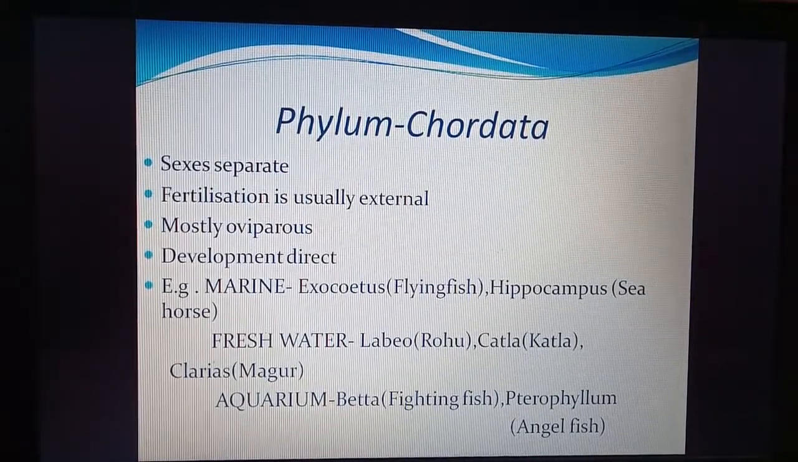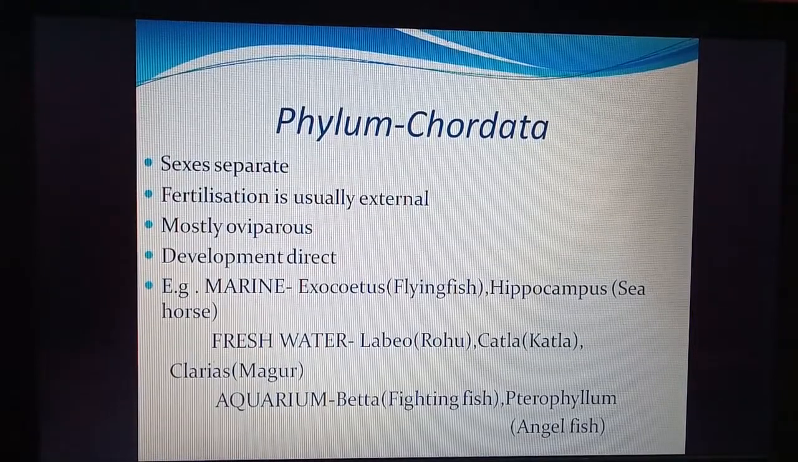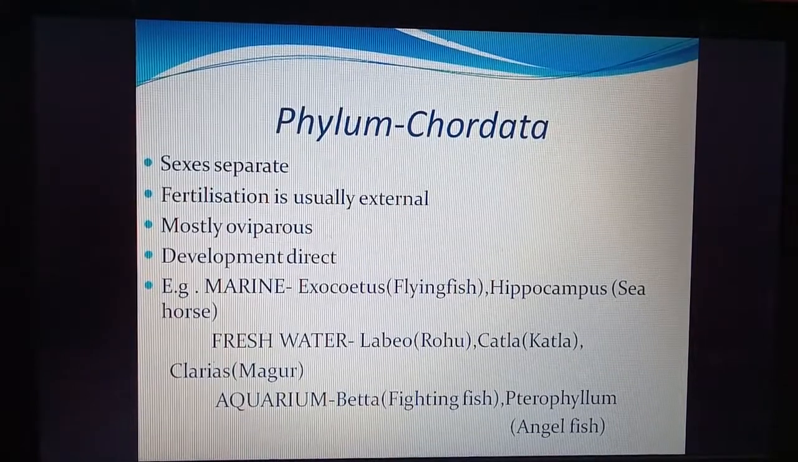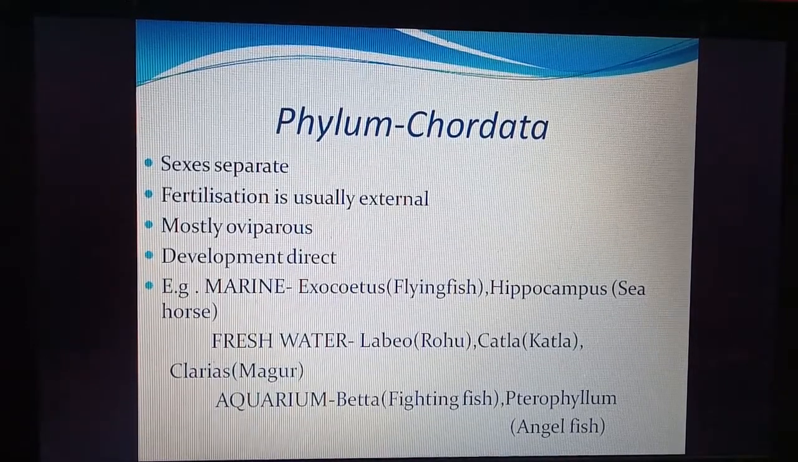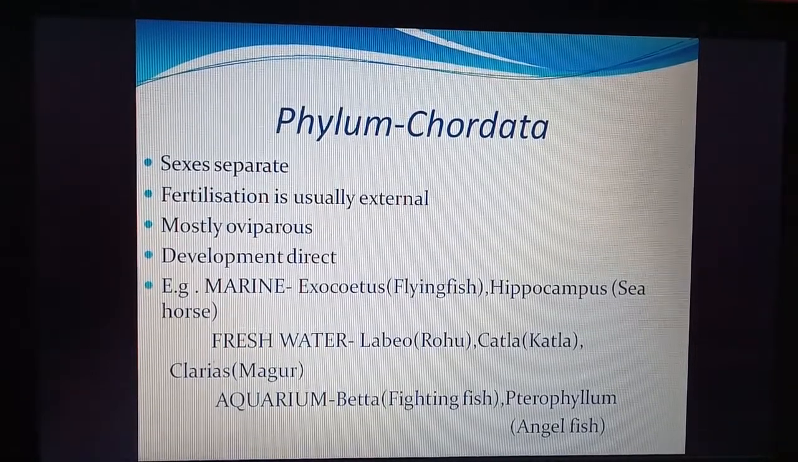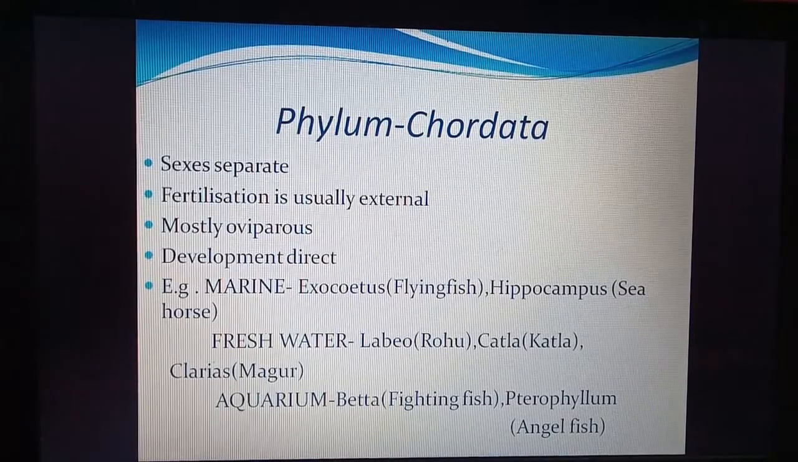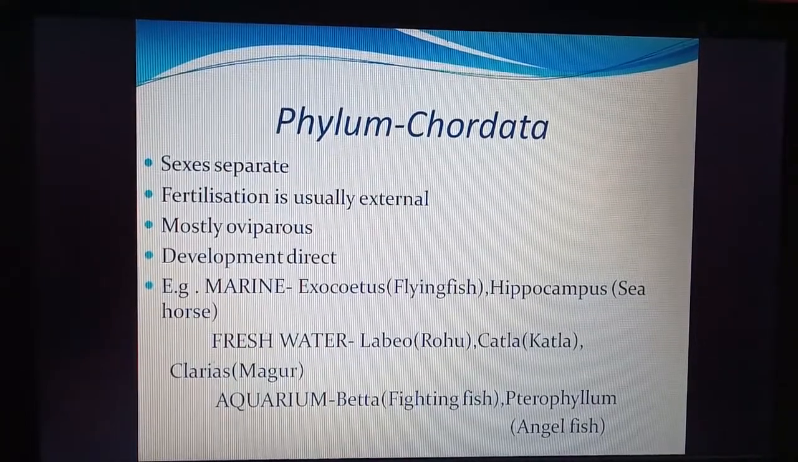Examples: according to their habitat, they are of 3 types. Marine fish are found in seawater, like Exocoetus, which is the flying fish, and Hippocampus, which is the seahorse. Now freshwater: Labeo or Rohu, Katla, and Clarias or Magur. It is also called catfish. In aquariums, Betta or fighting fish and Pterophyllum or angelfish are used.